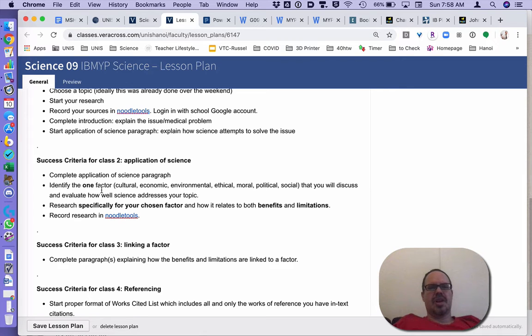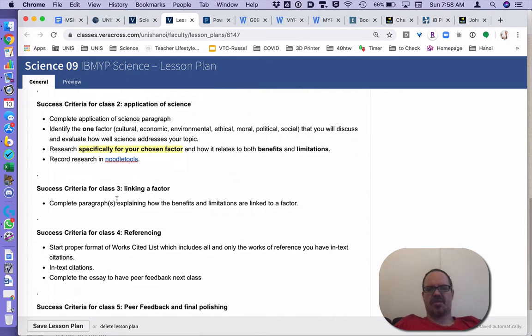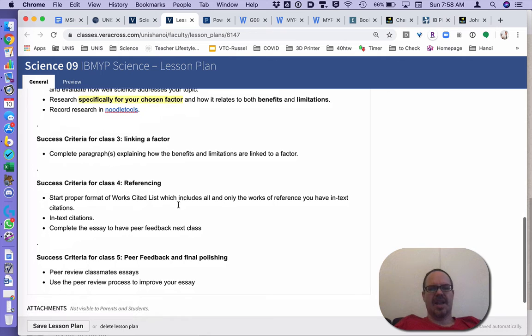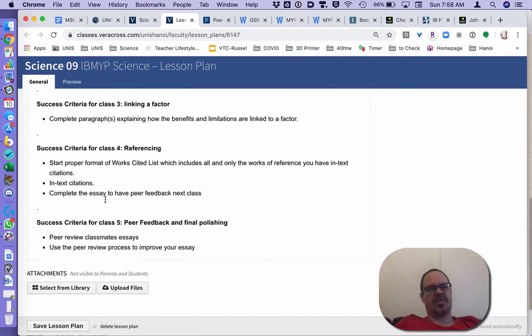Number 2, again, make sure you're working with the neutral tools as well. You're going to choose your chosen factor, benefits, and limitations. We're going to see that as well. Class 3, you're going to keep on writing. Class 4 is making sure you have your in-text referencing and your works cited list complete and correct.